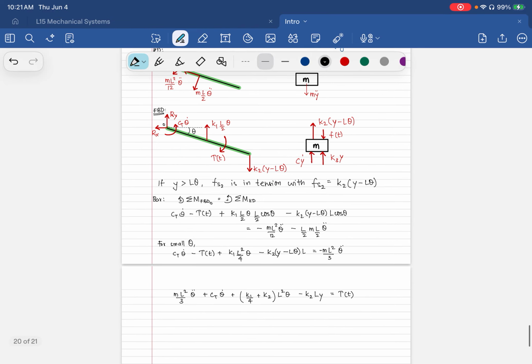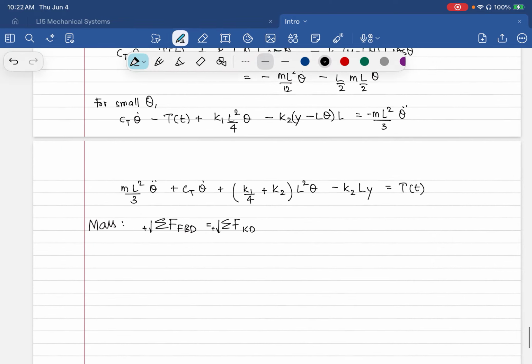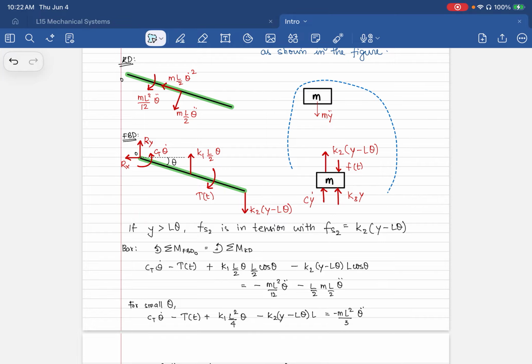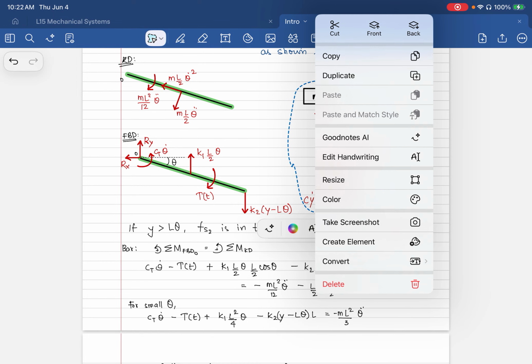Okay. Now for the mass, do we take moment here? No, it's sufficient to just take the sum of forces in the free body diagram. What direction do you want it to be positive? I'll say downwards. I'm just going to copy this so it's visible for me.